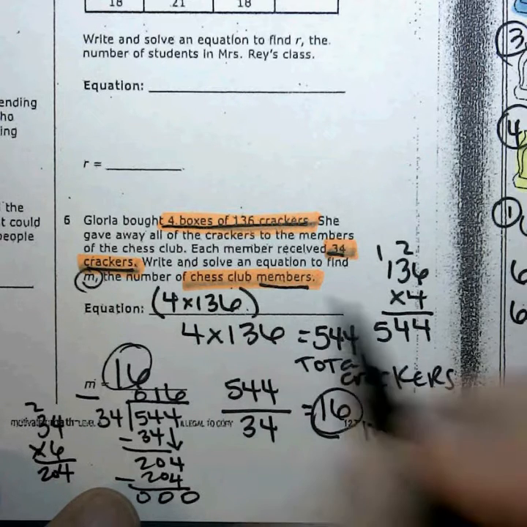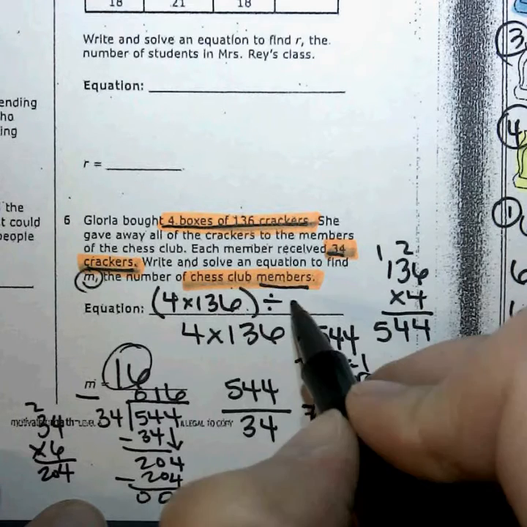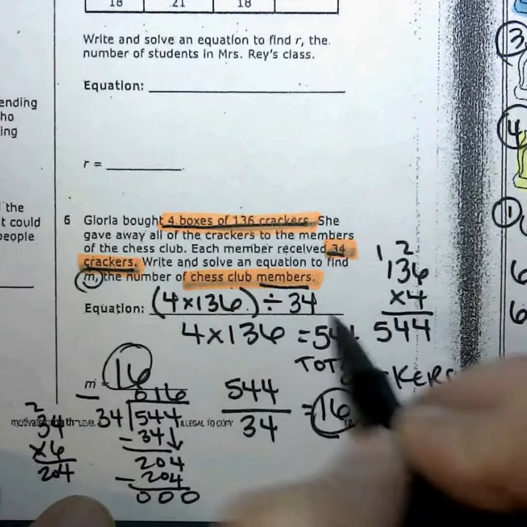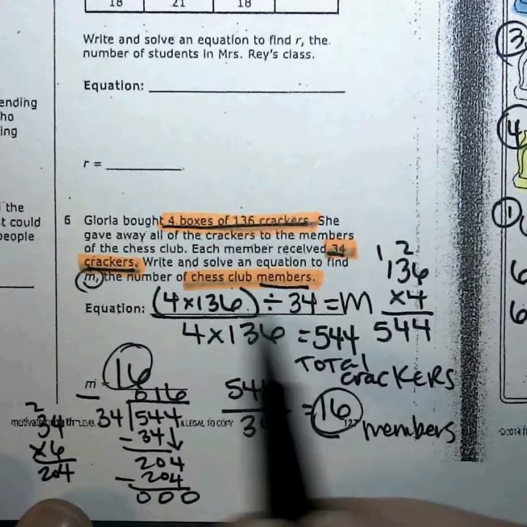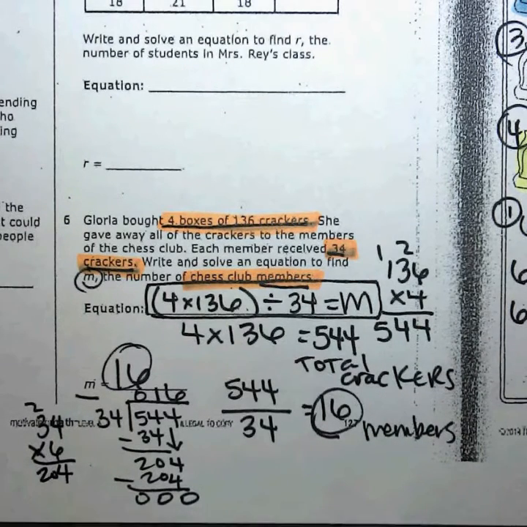And then from there, what was our second step? Well, we divided out by the 16 members, or we divided out to find the 16. So we're going to divide by 34 crackers. And then that gives me M for my members. So if I was to do all of that, it would give me M.